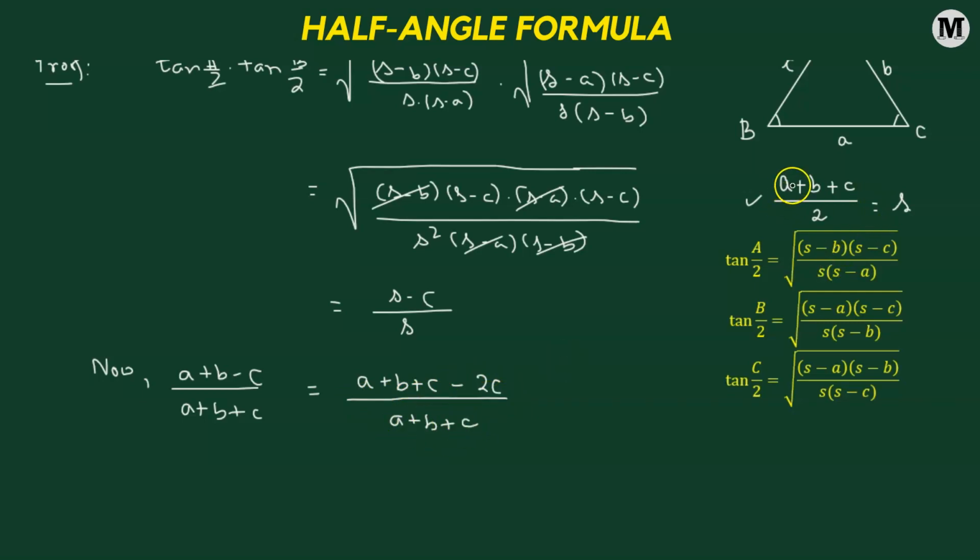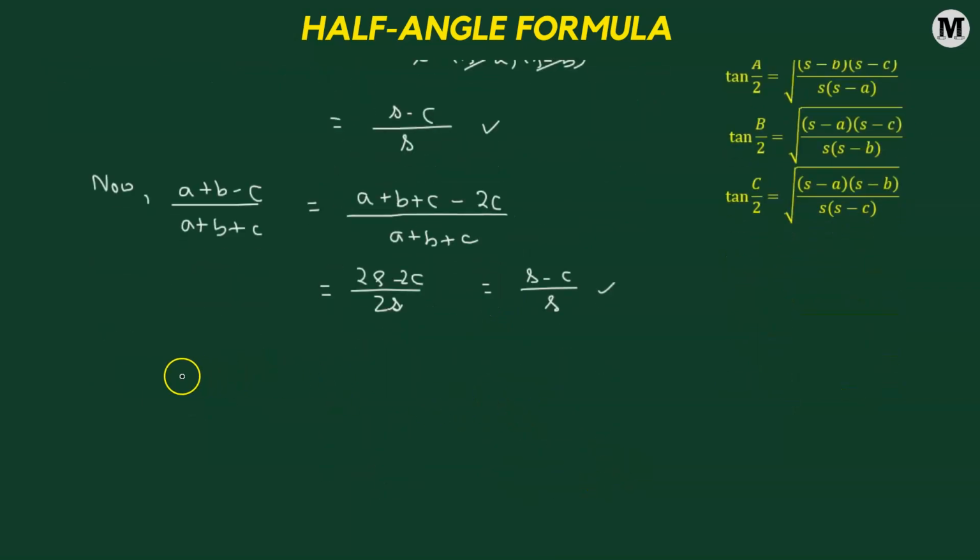However, we can replace A plus B plus C with 2 times S, so we have 2 times (S minus C), where the 2C comes from the previous step, divided by A plus B plus C, which is simply 2S. Factoring out the 2 from the numerator and the denominator, that leaves us with (S minus C) over S. And we are getting exactly the same result. Now that means we have successfully shown that.